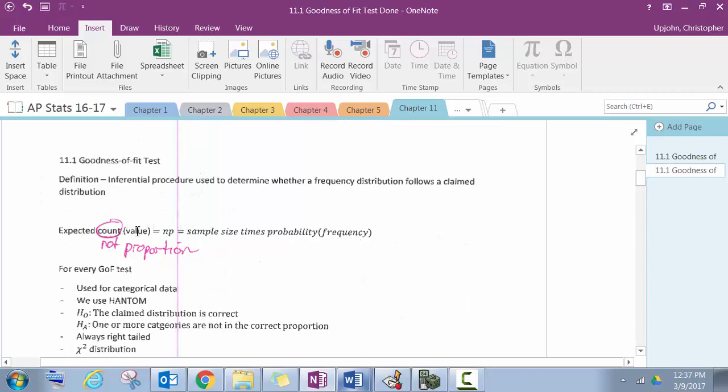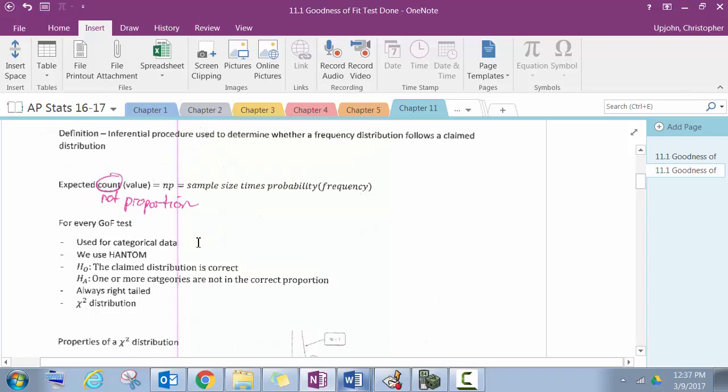So our expected count, or value, is n times p, where it's the sample size times the probability, not the proportion, but the expected count. For every goodness of fit test, you use categorical data. It's categorical data, it's not quantitative anymore. We use H0 and Ha, no parameters. Our H0 is always the claimed distribution is correct. Our alternate is that one or more categories are not in the correct proportion. We may need to rephrase that first one, but that's what it is. It's always right-tailed, and now we're using the chi-squared distribution.